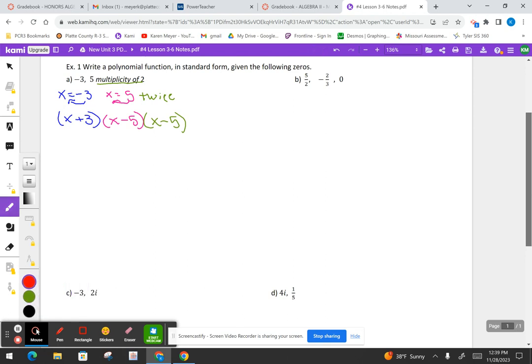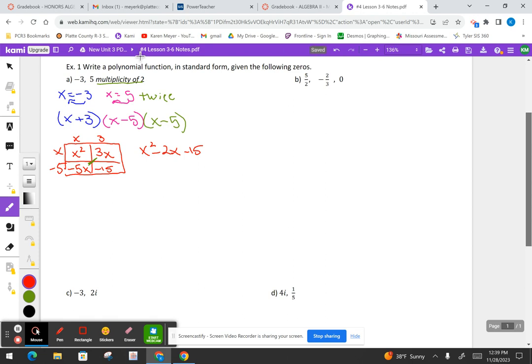Good. So once you have all your parentheses down, then you just start working on your boxes. So I'm going to do the first two parentheses. So here's my normal 2 by 2 box. So x, 3, x, negative 5. So x squared, 3x, minus 5x, minus 15. And that will give me x squared. Combine your like terms right here. So negative 2x minus 15.